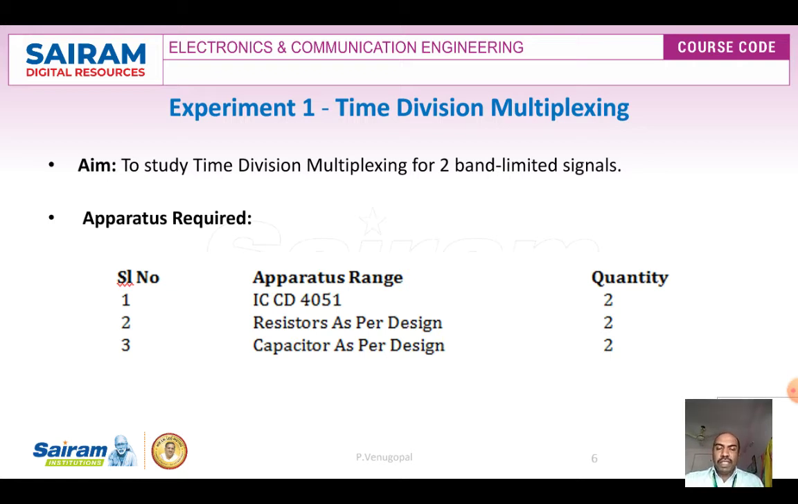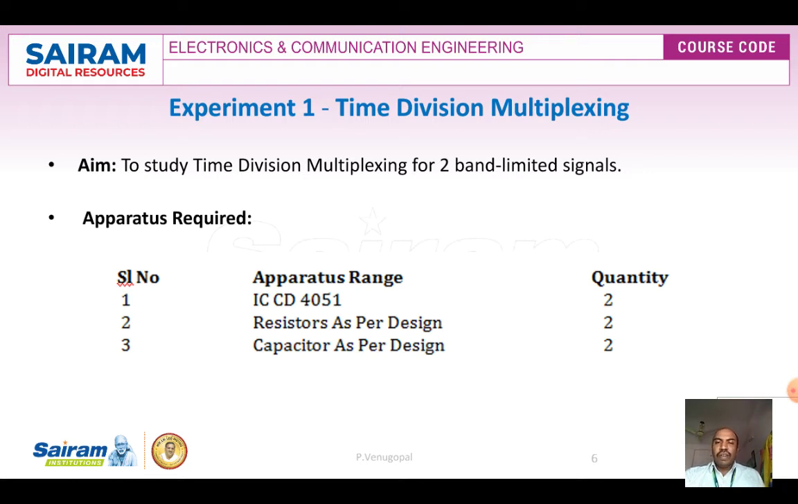What is the aim of this experiment? The aim of this experiment is to perform TDM generation and detection of two band limited signals, and recover them back from the TDM. Here we can generate the TDM using two PAM signals and recover the original two PAM signals and message signal from the modulated output. This is the aim of this experiment.